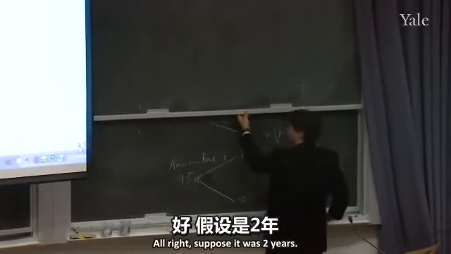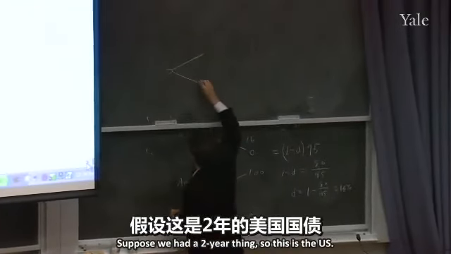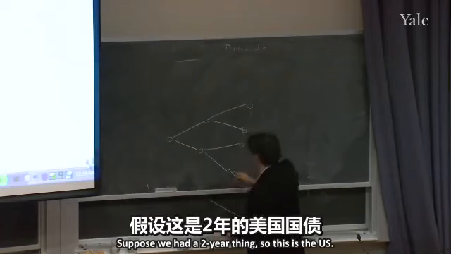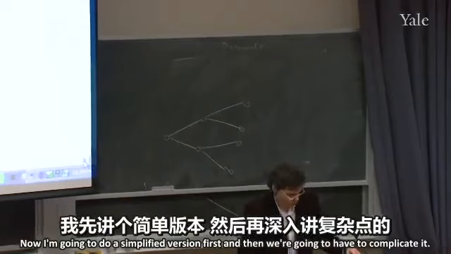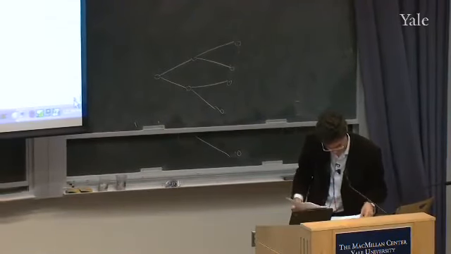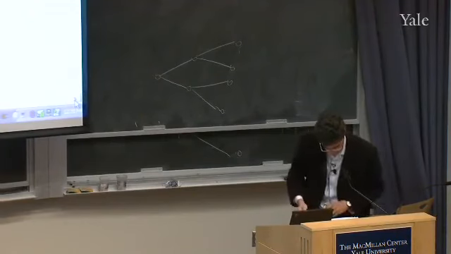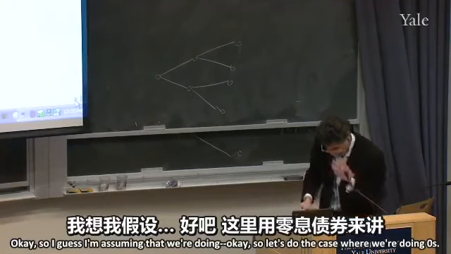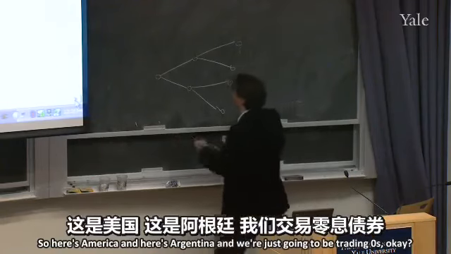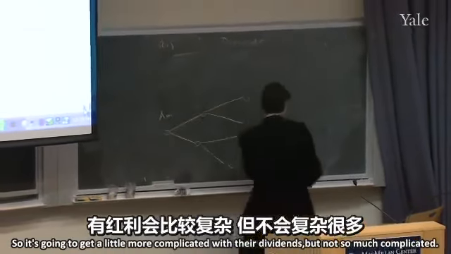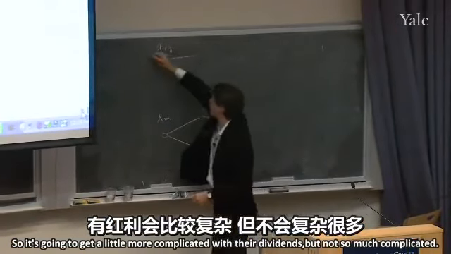All right, suppose we had a 2-year thing. So this is the U.S. Now I'm going to do a simplified version first, and then we're going to have to complicate it. So let's do the case where we're doing zeros. Here's America and here's Argentina, and we're just going to be trading zeros. It's going to get a little more complicated with dividends, but not so much complicated. So there's a 2-year.